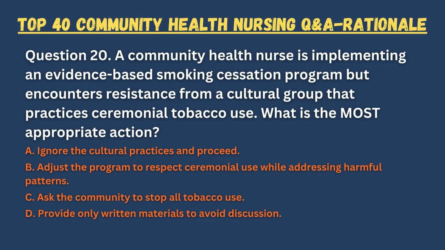Question 20. A community health nurse is implementing an evidence-based smoking cessation program but encounters resistance from a cultural group that practices ceremonial tobacco use. What is the most appropriate action? A. Ignore the cultural practices and proceed. B. Adjust the program to respect ceremonial use while addressing harmful patterns. C. Ask the community to stop all tobacco use. D. Provide only written materials to avoid discussion.